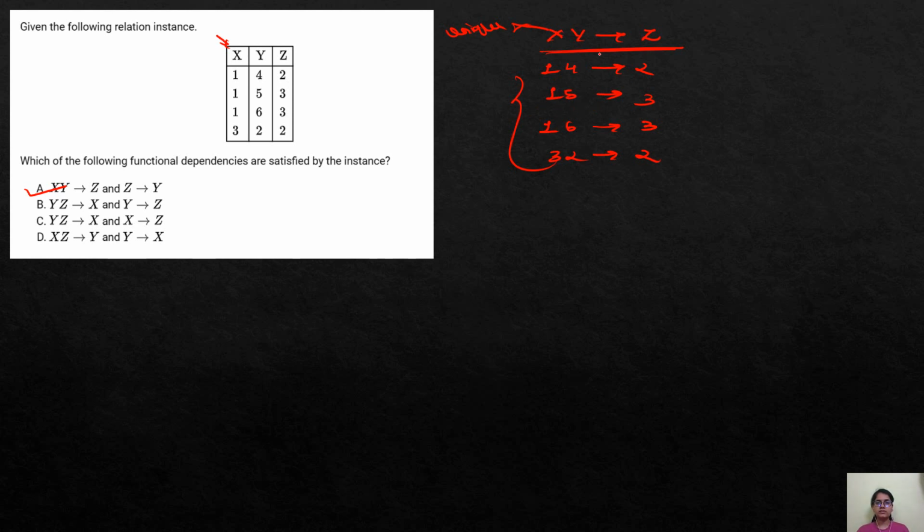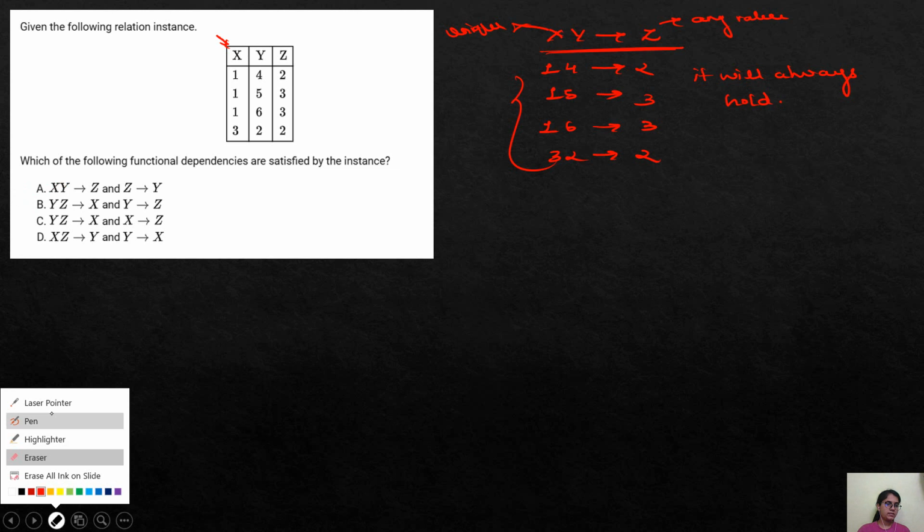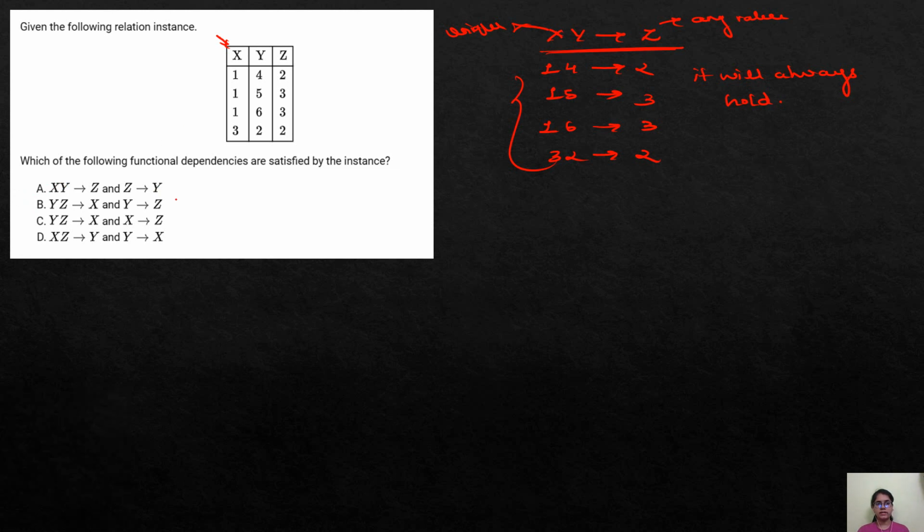So if the LHS is unique, then definitely for the RHS we can have any value, we don't care. It does not matter and it will always hold. So okay, I'm not marking the option because we haven't made the conclusion.